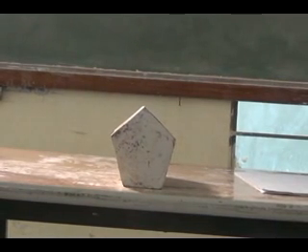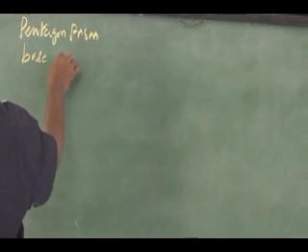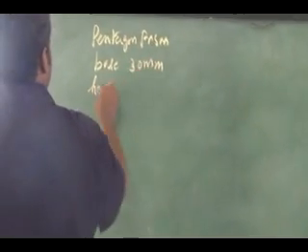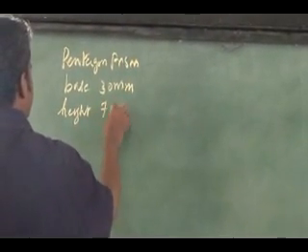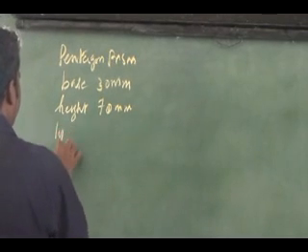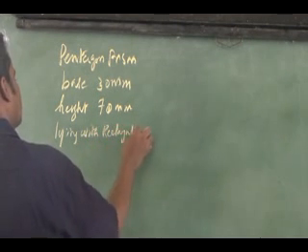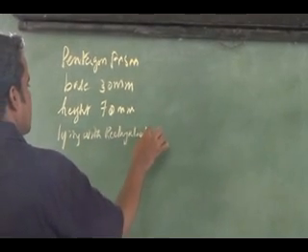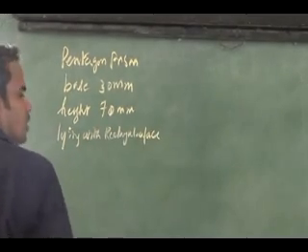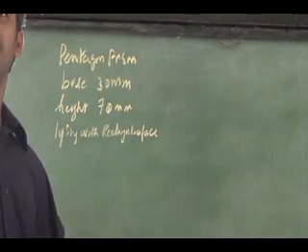Take the problem here. Pentagonal prism of base side 30 mm, then height 70 mm, is lying on the ground with one of its rectangular side faces, lying with a rectangular face such that the axis is perpendicular to VP.